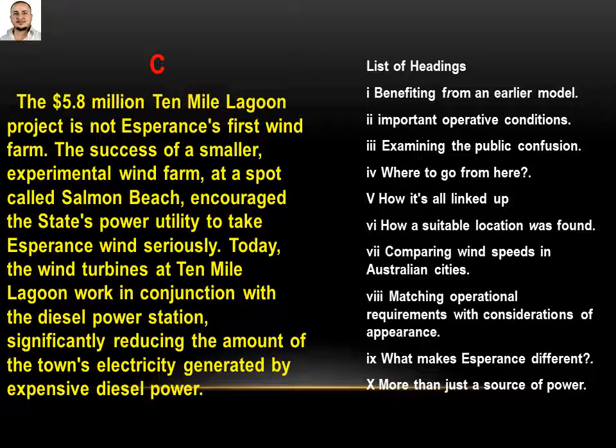The success of a smaller experimental wind farm at a spot called Salmon Beach encouraged the state's power utility to take Esperance wind seriously. Let's go back. The success of a smaller experimental wind farm. This one gives the assertion of my guess, which is there was an earlier one, which means the answer will be number 1, benefiting from an earlier model.